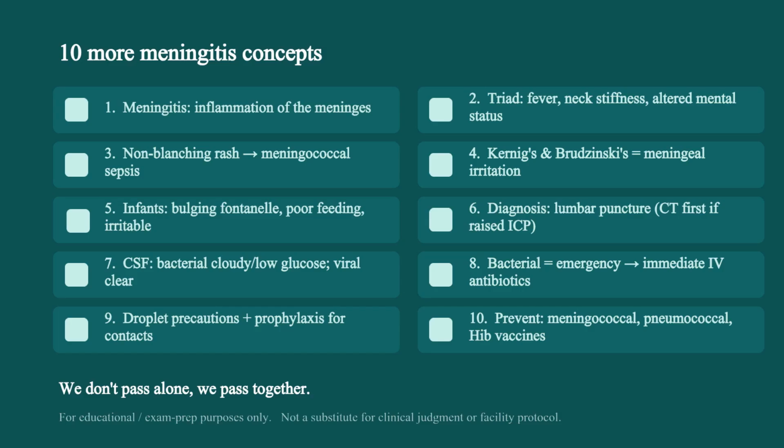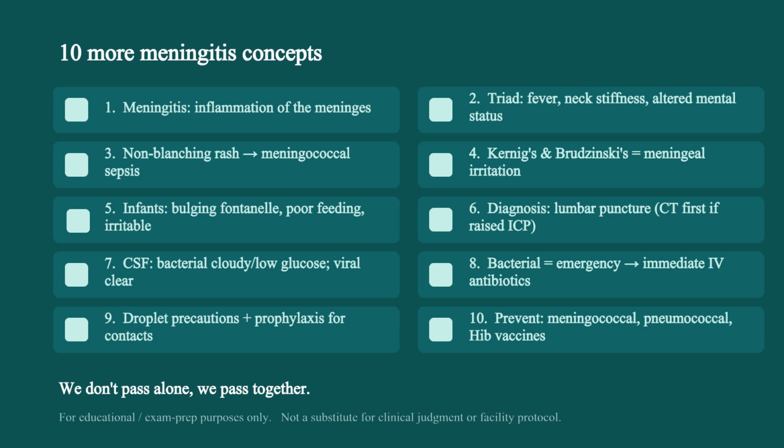Let's recap meningitis part 1. Meningitis is inflammation of the meninges around the brain and spinal cord. The classic triad is fever, neck stiffness, and altered mental status. A non-blanching rash signals meningococcal septicemia, an emergency. Kernig's and Brudzinski signs show meningeal irritation. In infants, look for a bulging fontanelle, poor feeding, and irritability, as neck stiffness is often absent. Diagnosis is by lumbar puncture with a CT first if there are raised pressure signs.